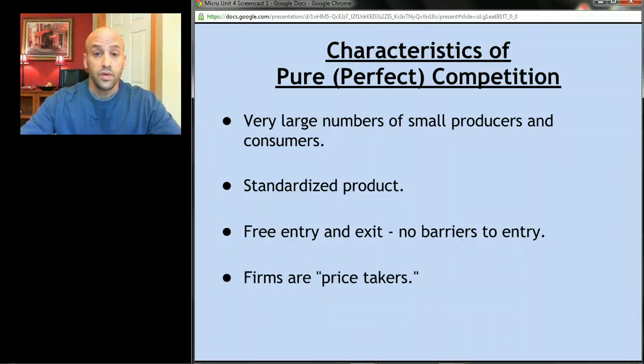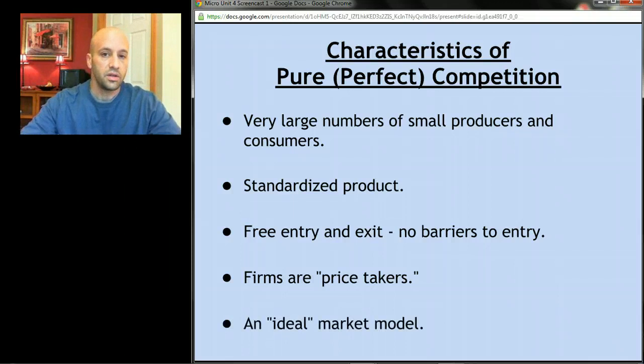All right, fourth characteristic of perfect competition, the firms are price takers. What that means is that they actually have no control over the price they charge. And that's going to take a little explanation, so we'll get to that in a second. And then finally, I should mention that this is an ideal market model, and I mean that in two senses of the word. It's ideal in the sense that from society's perspective, as we're going to see, we want industries to be perfectly competitive. It has all sorts of societal benefits. The more competition, the better it is for society.